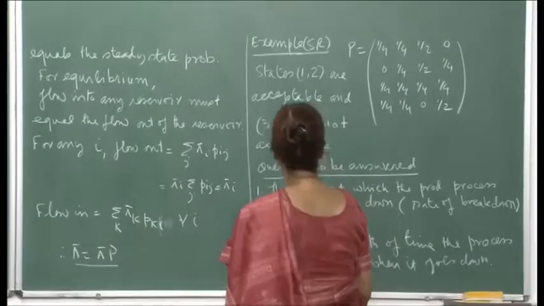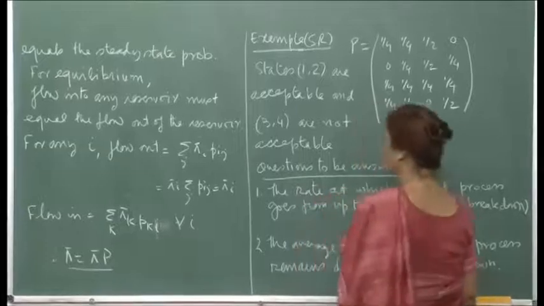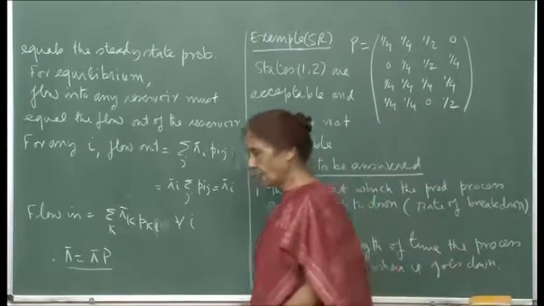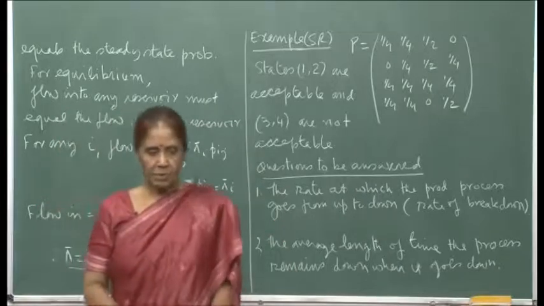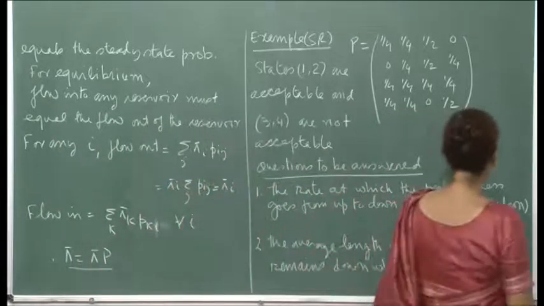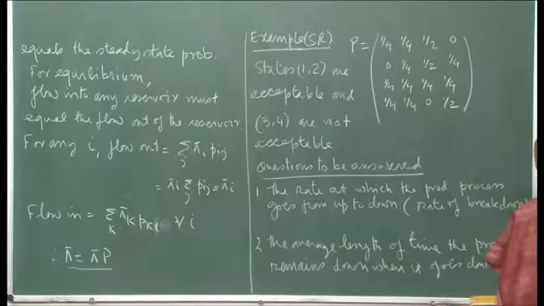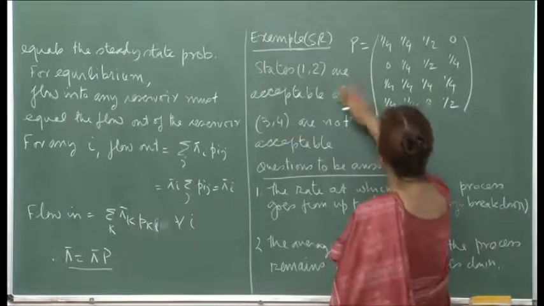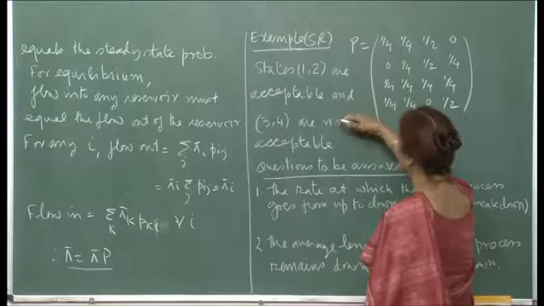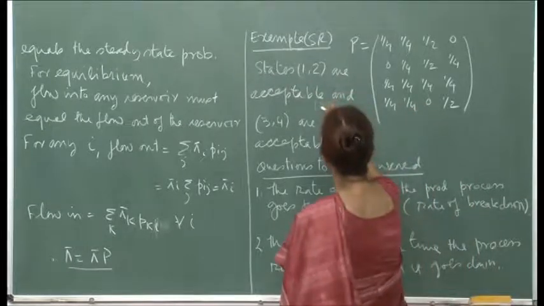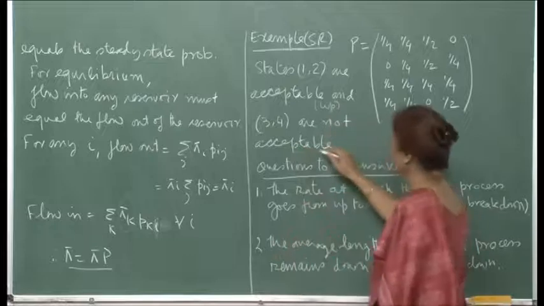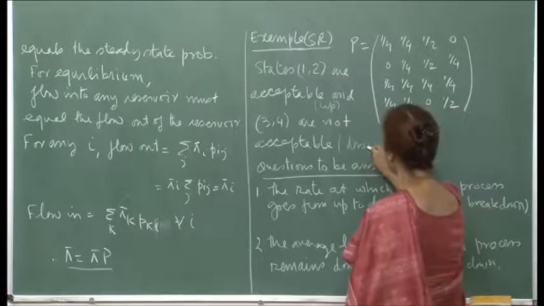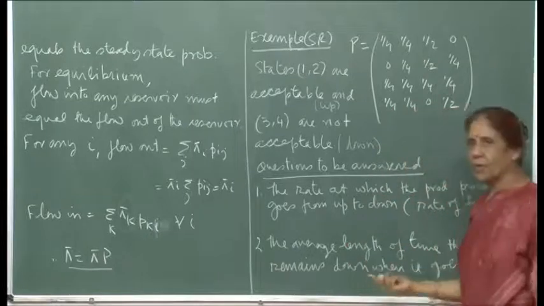Okay. Then another example from Sheldon Ross that I want to, because I really want to spend time on these steady state probabilities, so that you get the ideas and understand them properly. Now, here is an example of a production system, and these are the transition probabilities. We have 4 states: 1, 2, 3 and 4. The states 1 and 2 are considered acceptable, or you can say the system is up, and 3 and 4 are not acceptable, which you have to interpret as the system being down.